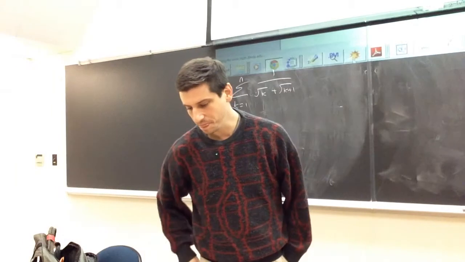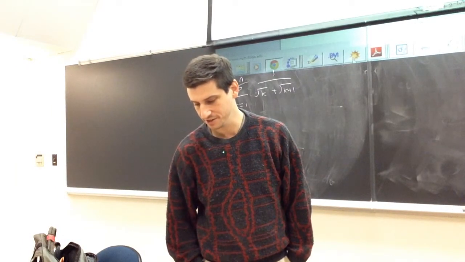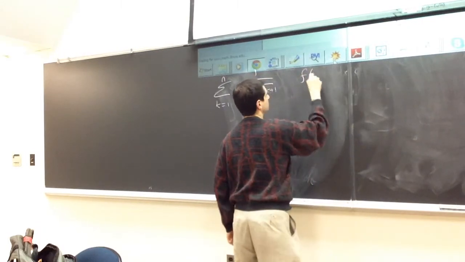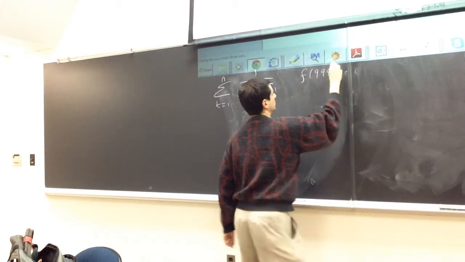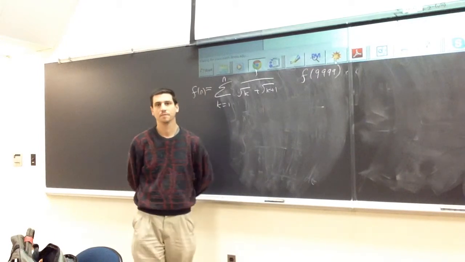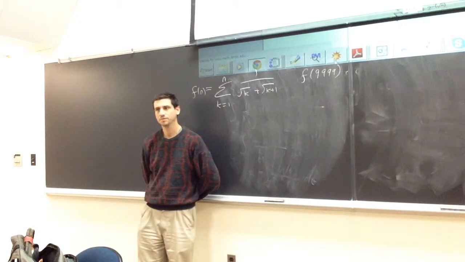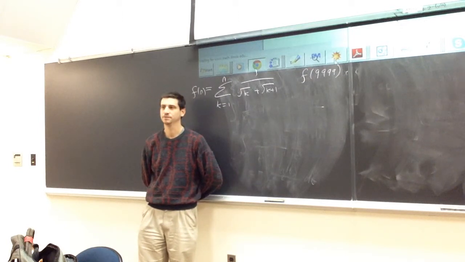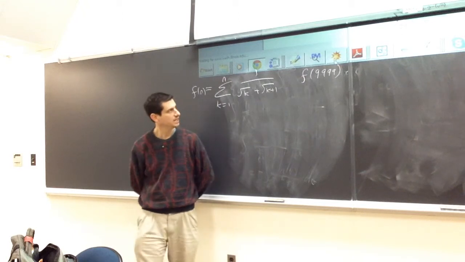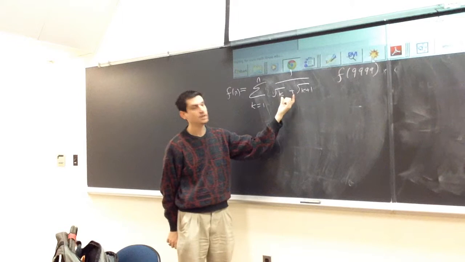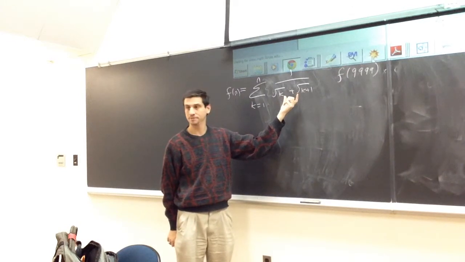Now for this one, how could they have phrased it? Oh, they want us to evaluate f of 9999. And they're calling this f of n. Do you think there's anything special about f of 9999? Yes. It's 1 less than a perfect square. And for a problem like this, squareness might actually matter.